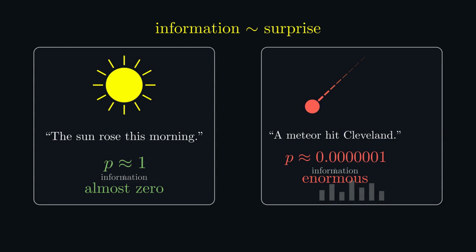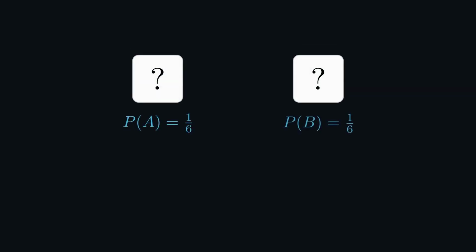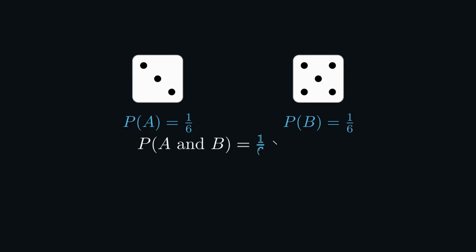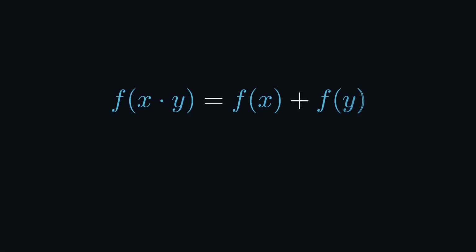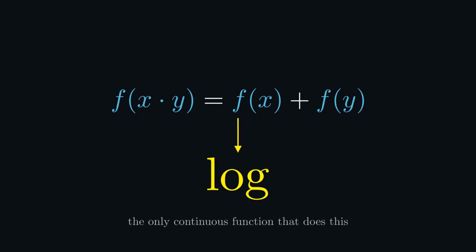exact relationship. Now imagine two independent events, say 2 dice rolls. Their probabilities multiply. 1 in 6 times 1 in 6 gives 1 in 36. But the surprise of seeing both rolls should just add up. Surprise from the first plus surprise from the second. So we need a function that turns multiplication into addition. There is essentially one, the logarithm. Logarithms turn products into sums.